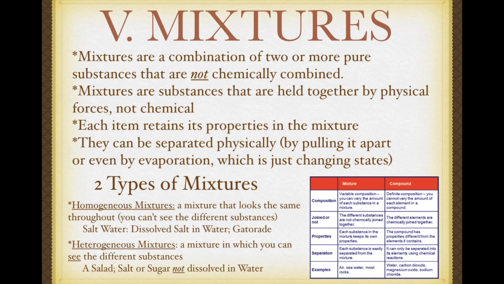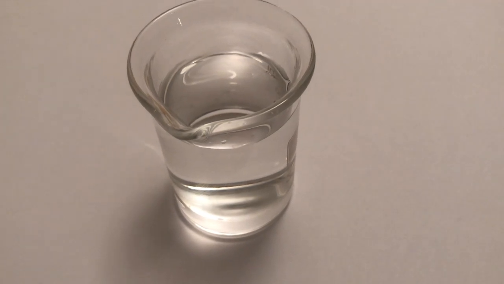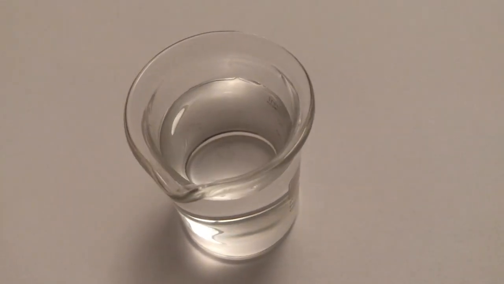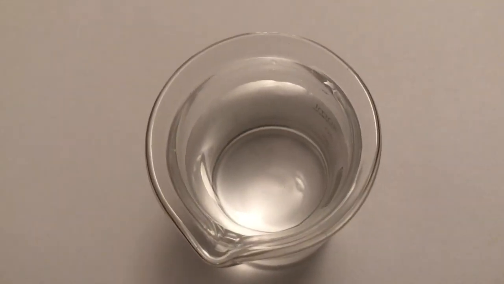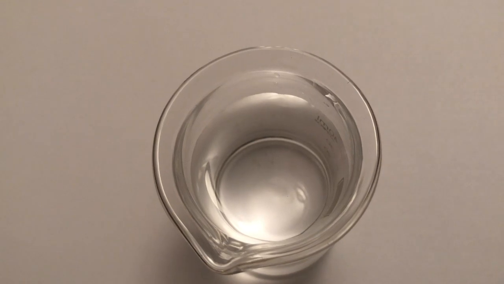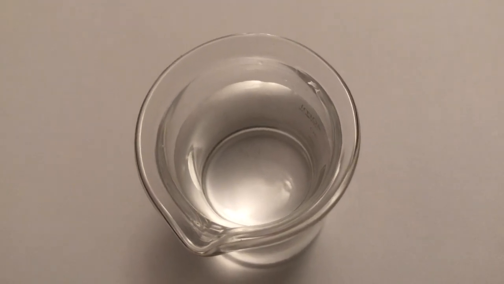A salad: we have tomatoes, lettuce, cucumbers, carrots. I can see the different things. That would be a heterogeneous mixture. I can pick them out as well. Water is a homogeneous mixture. I can only identify water in this beaker. I cannot see more than one material or substance.